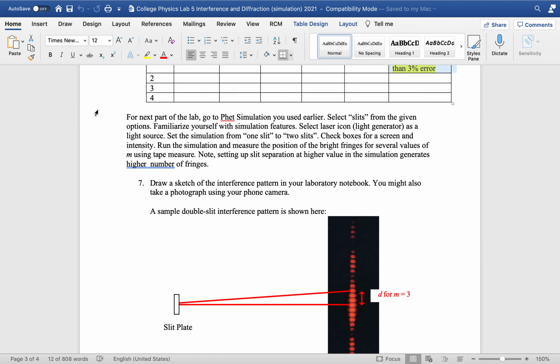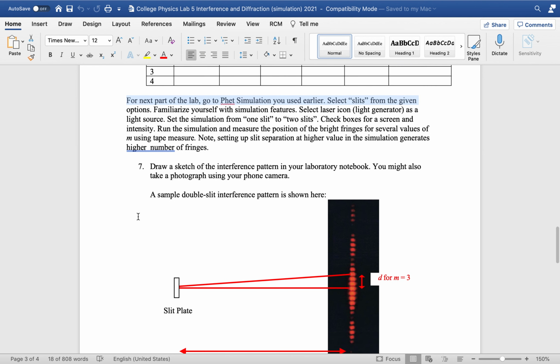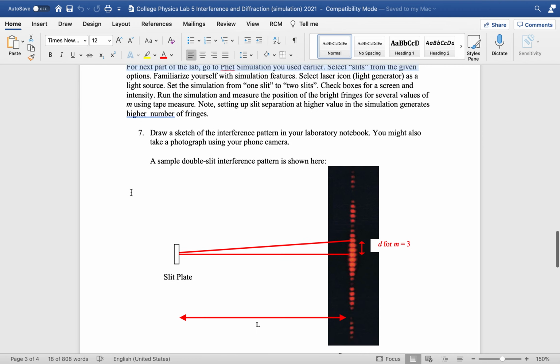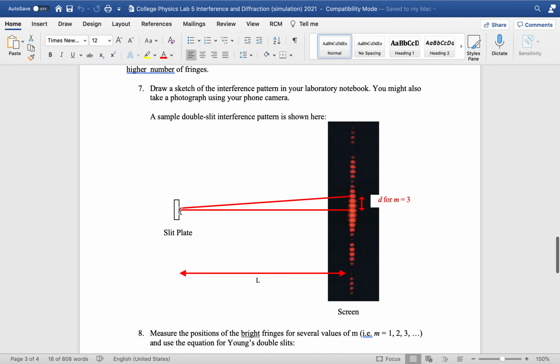Okay, so for the next part of the lab, students will use the slit part from the simulation. This part is again about Young's double slit interference experiment. So here is a sample slit plate. The distance between the slit plate and the screen is L. This is the screen, and this is D for m equal to 3.